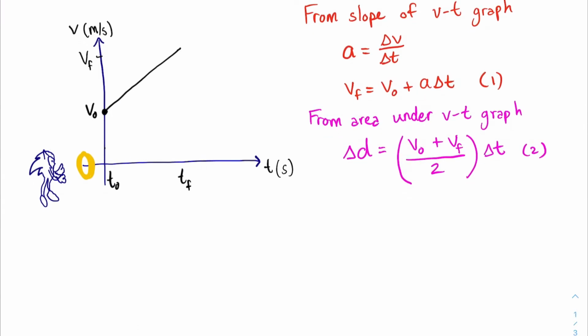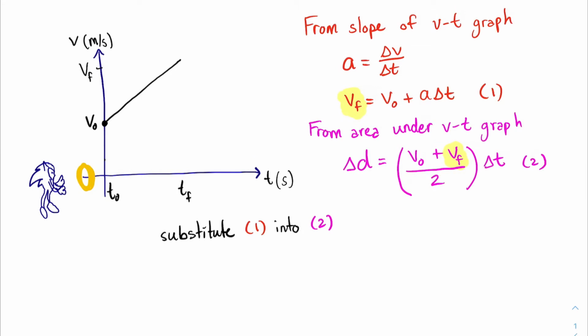So what I mean by that, if you look at equation 1, it has V final written in terms of other variables. And we're going to substitute this into equation number 2, which has a V final term in there as well. So we're going to substitute equation 1 into equation 2. Well, equation 2, let's write it out.